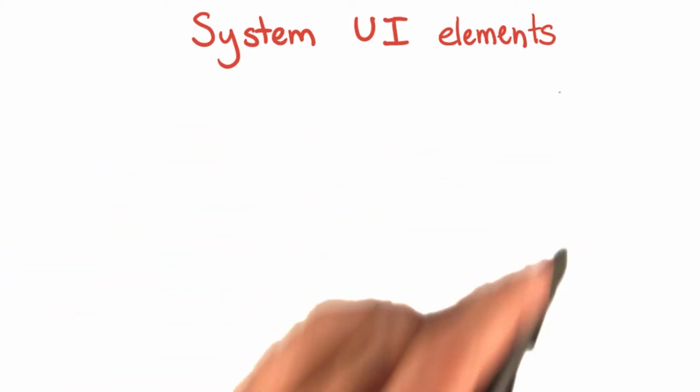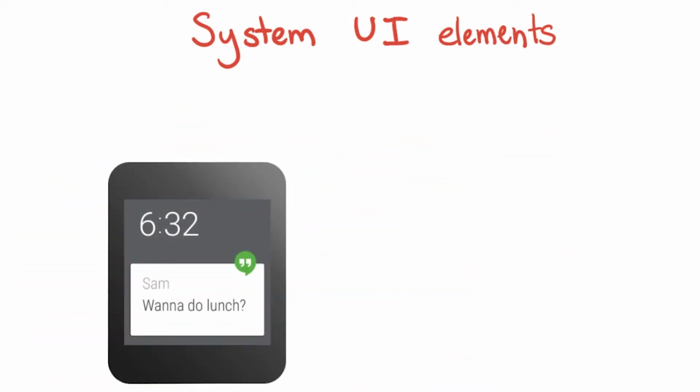Let's talk about the system UI elements of Android Wear. When we talk about system UI elements, we talk about cards and indicators that give the user the status of the wearable and show notifications from services on the user's phone. Your job as a designer is to keep these elements from obscuring your design by placing them carefully.